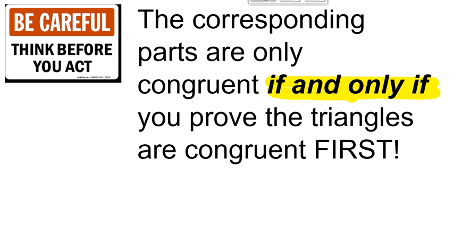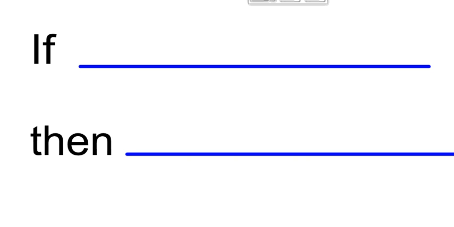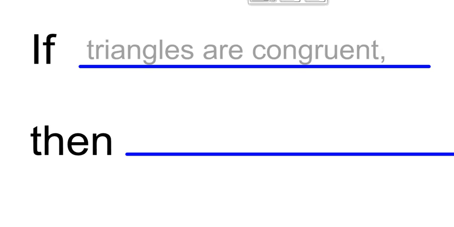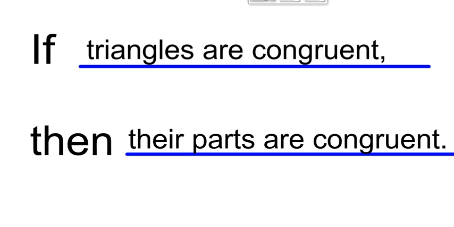Okay, we need to be careful now because the only time the corresponding parts are congruent is if and only if you prove the triangles are congruent first. So first you have to prove the triangles are congruent, then you can say the corresponding parts are congruent. So here you have an if-then statement. So if the triangles are congruent, then their parts are also congruent. So go ahead and write that in your notes.